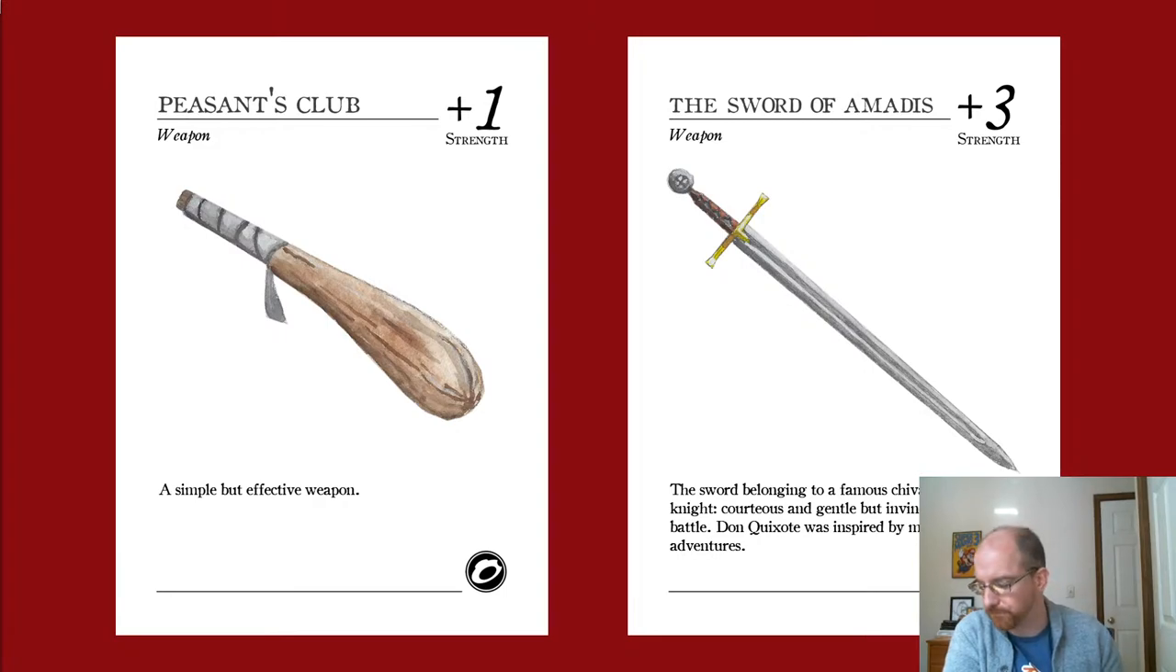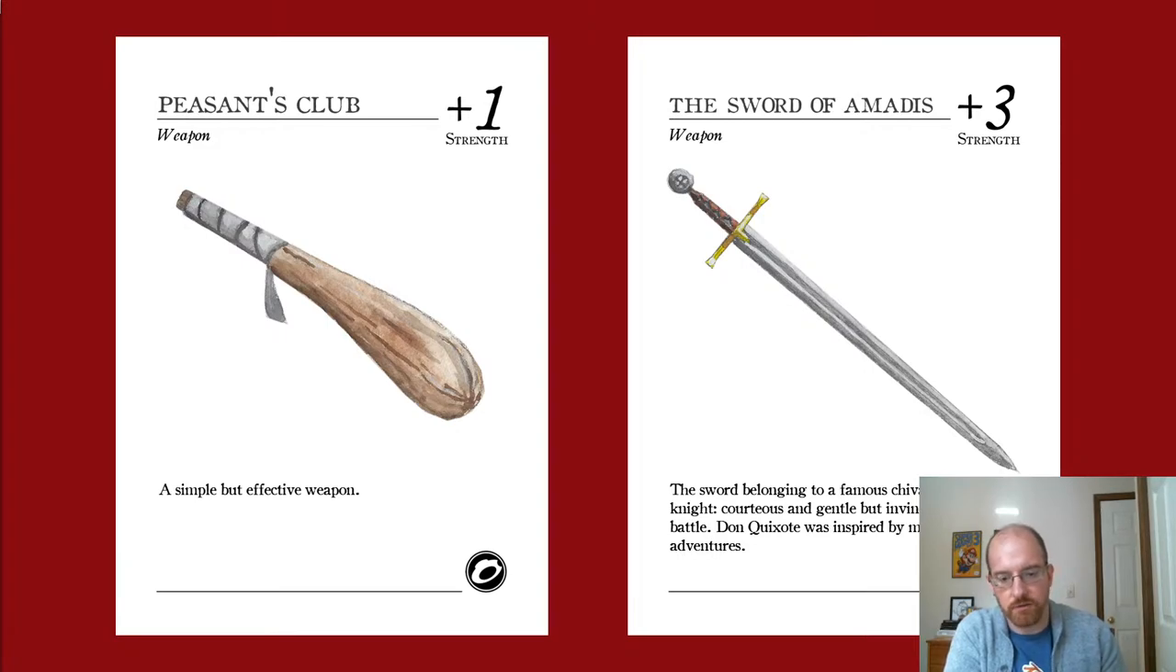Dilemmas are a little harder. Dilemmas are where you give players a choice and you make that choice difficult, and that choice becomes memorable. So let me offer you this one from one of my games. You have one weapon equipped, and you draw them from a treasure deck when you earn a treasure. So let's say you have the Peasant's Club, and you draw from the treasure deck, and it says the Sword of Amadeus, plus 3 strength. They don't really do anything else.